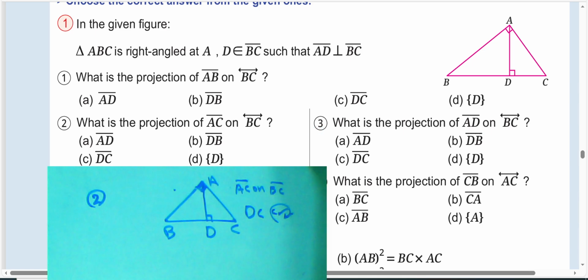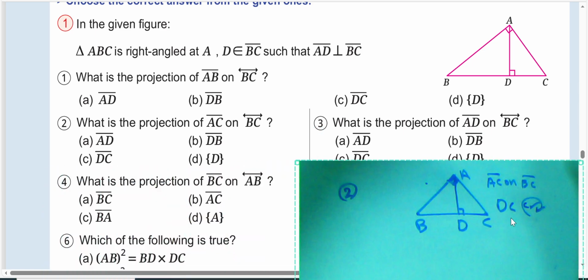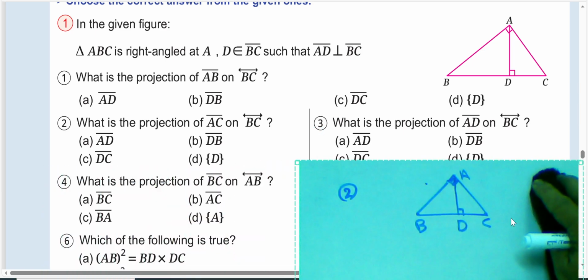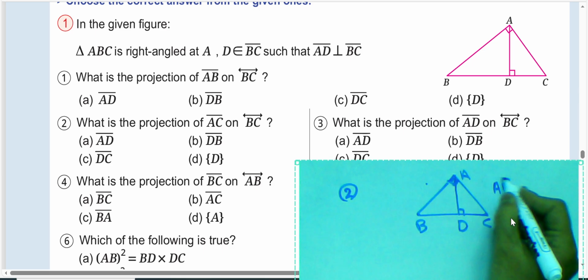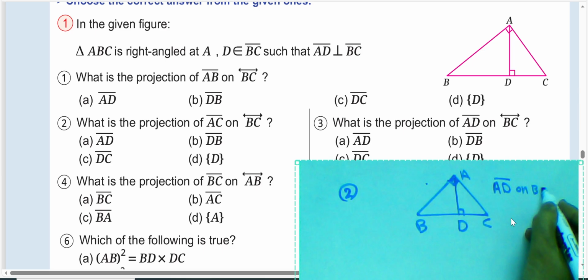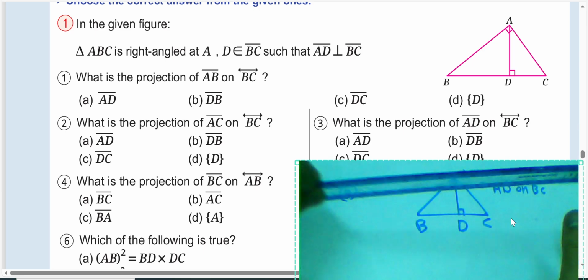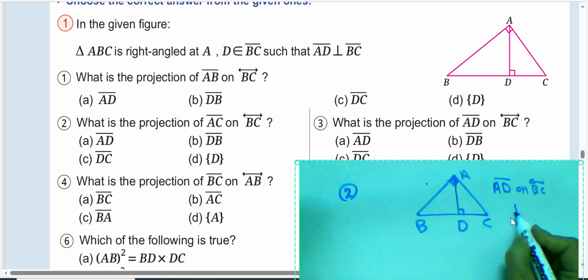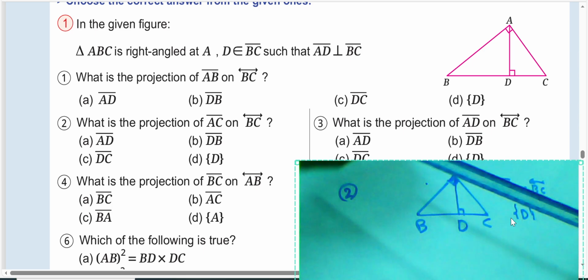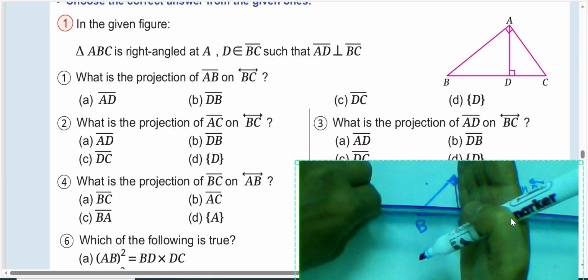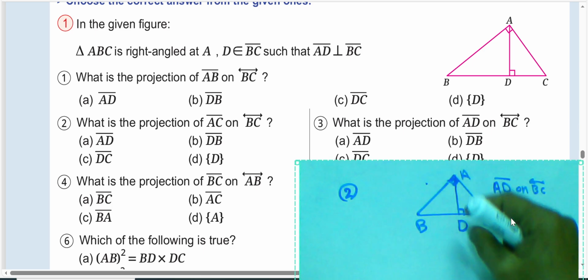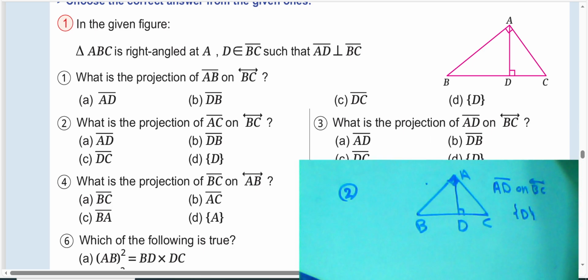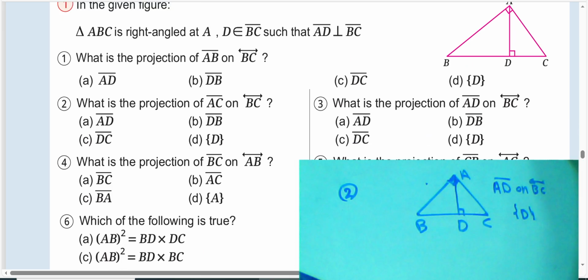Next question. What is the projection of AD on BC? Look, put BC here. The projection of AD will be the point D. The answer will be the point D because AD is perpendicular to BC. So the projection of AD will be point D. The answer here is letter D. Choose letter D.